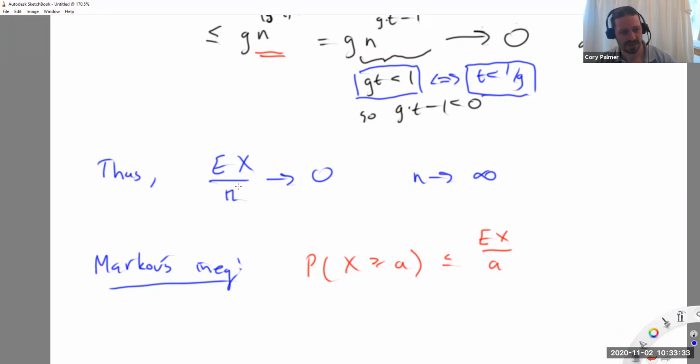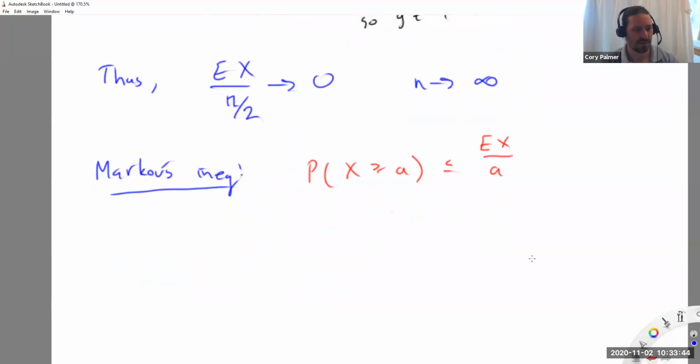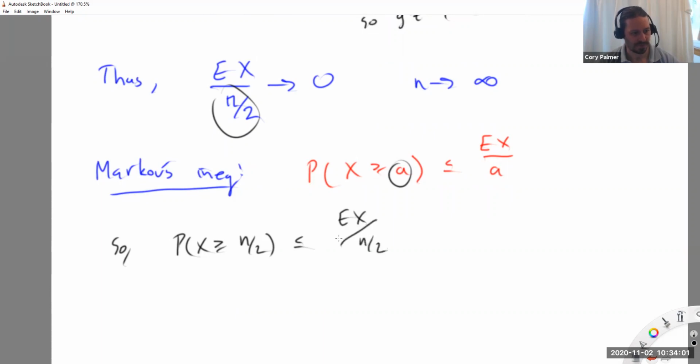We're going to apply it here. By the way, if the expectation of x over n goes to 0, then the expectation of x over n over 2 goes to 0 too, since introducing an additional constant doesn't change anything. So we're going to apply Markov's here. This means that the probability that x is greater than or equal to n over 2, so a equals n over 2, is bounded above by the expectation over n over 2. This is Markov's with a equals n over 2.